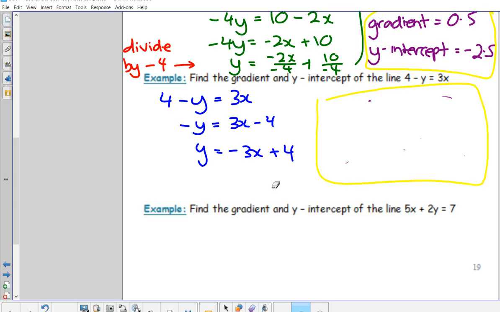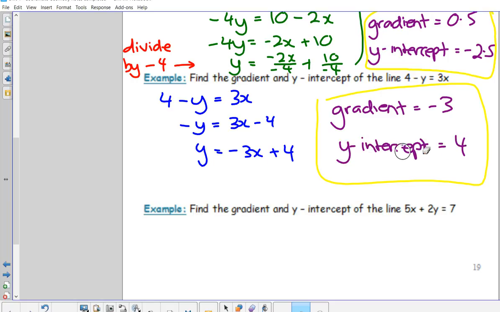What is our gradient? Have a think about it. Yep, it's negative 3. So we've got a negative gradient this time. Negative 3, so it means a line from left to right is going downwards because it's got a negative gradient. And its y-intercept is positive 4. So it's kind of like saying, okay, this is your graph, y-axis, x-axis, it's going downwards and it cuts through the y-axis at positive 4. That's what that tells you.